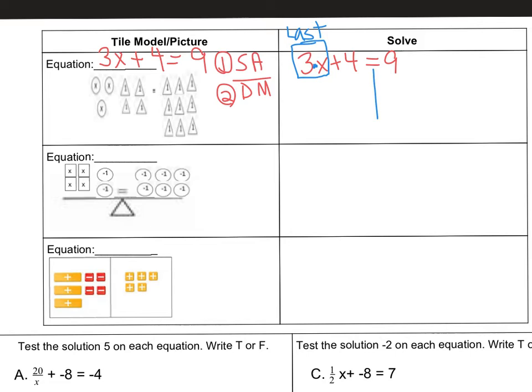This says 3 times some number plus 4 equals 9. So if it's adding 4, I'm going to do the opposite, which is to subtract 4. This says I'm multiplying by 3, so I'm going to do the opposite, and I'm going to divide by 3.